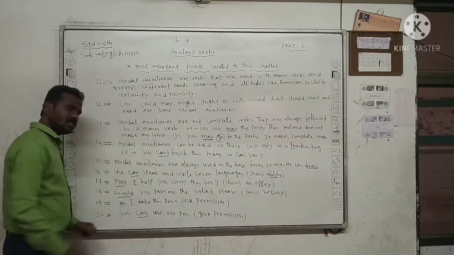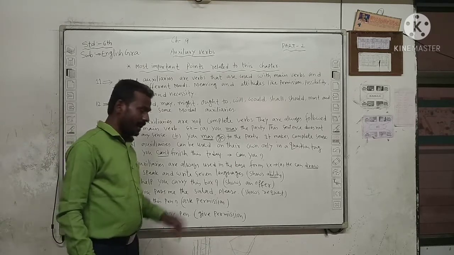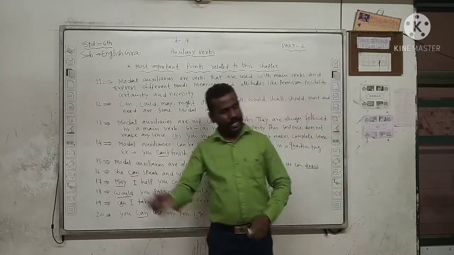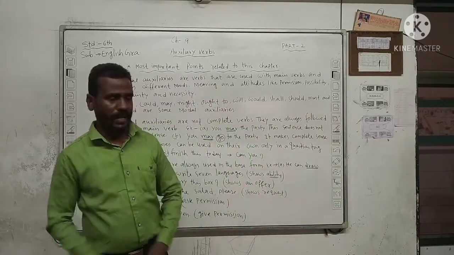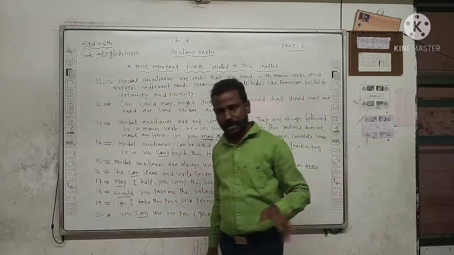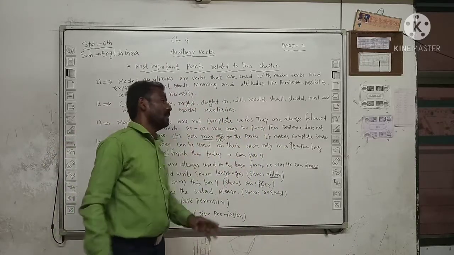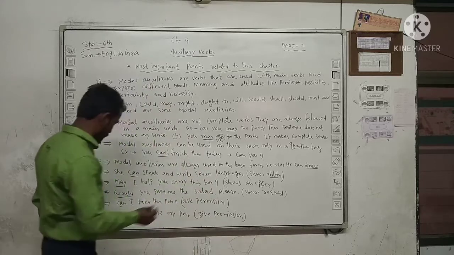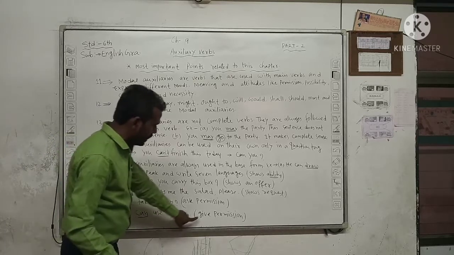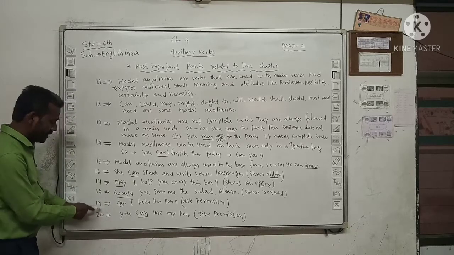Now the last sentence, point 20: you can use my pen. Suppose someone asks, can I take your pen? This is asking permission. The person will say, yes, you can take my pen easily, you can use my pen. So this is giving permission, यानी अनुमति दे रहा है. Point number 20 once again, you can use my pen, giving permission.